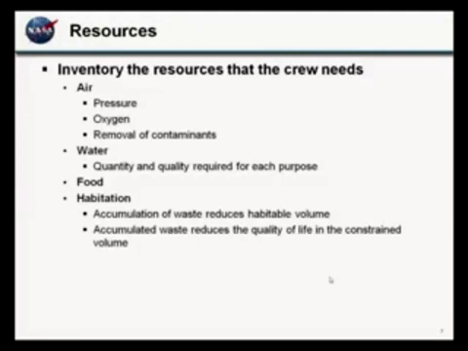Habitation. I heard and saw Larry in the room. Having a habitable environment isn't exactly something that you can load in a crate on a ship, but the way that you operate your system will impact it. We think of free volume as a resource, and you need to deal with your wastes to both keep that volume free and keep that volume at a quality that is usable.